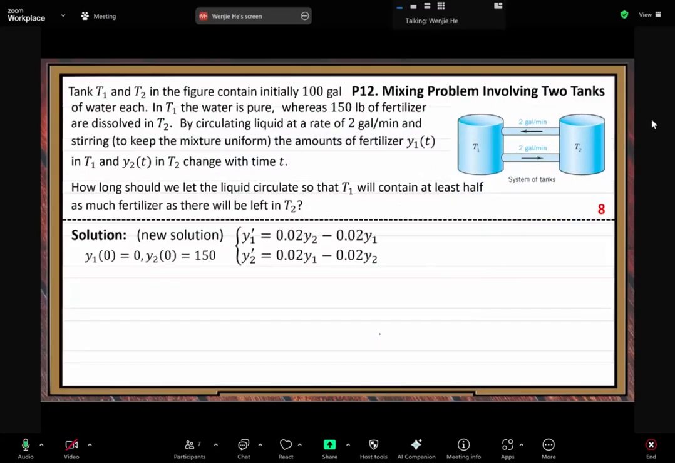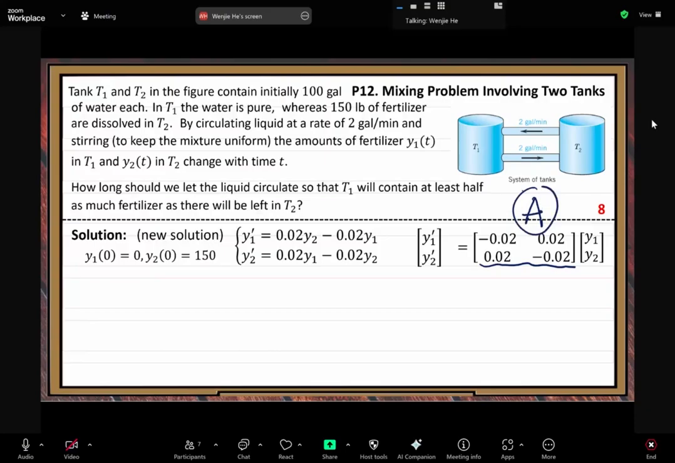For the new solution, same equations, a linear system, but we write it in the matrix form. So the y vector prime, then the coefficient matrix, very simple, then the unknown y vector. It's a homogeneous linear system because there is no g vector. The g vector is 0. So to solve this one, this is our A matrix.